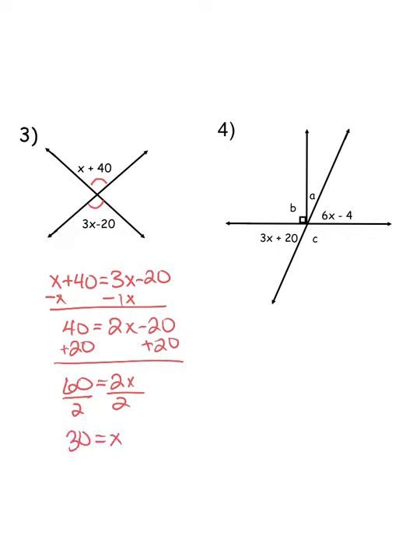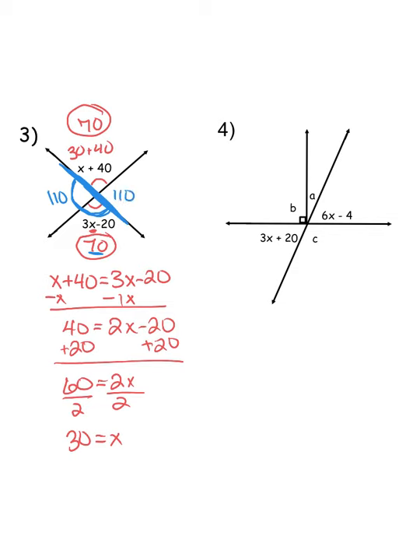If I wanted to find my angle here, 30 plus 40, this top angle is 70. I can check my math. 3 times 30 is 90 minus 20. That also gives me 70. If I wanted to find the other angles in this picture, technically that's a straight line. So these two together have to add up to 180. So 180 minus 70 leaves me with 110, which means that also has to be 110.